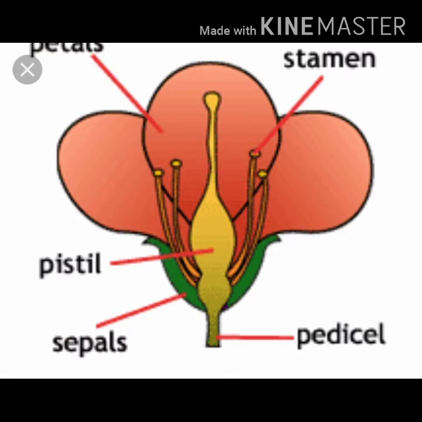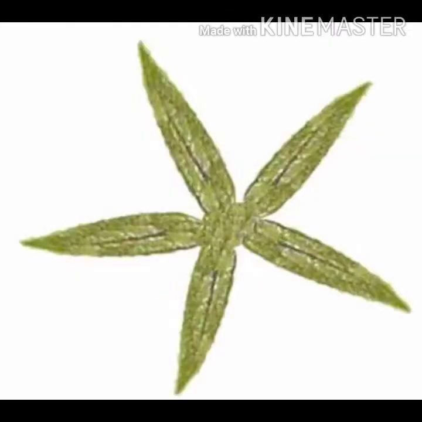The outermost part of a flower, when we are observing a flower bud or a flower, we can see the outermost part is green in color, and it is called sepals. Sepals usually enclose and protect all the other inner parts of the flower, especially during the bud condition.